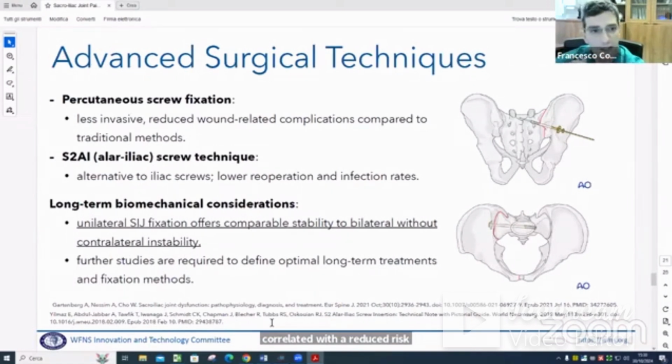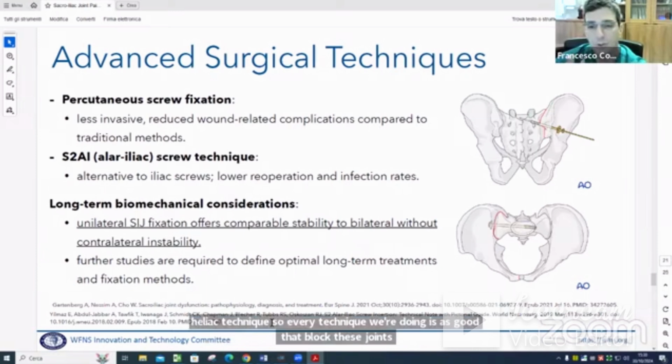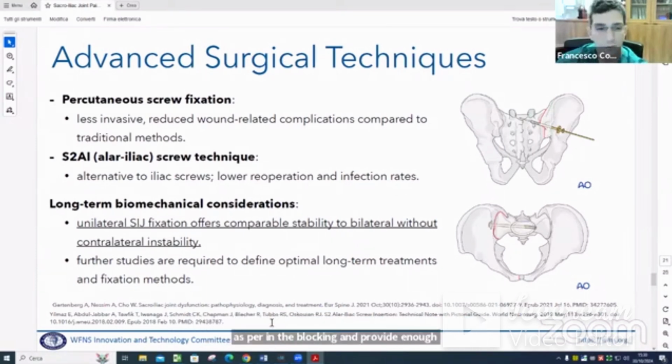Among other surgical techniques, there is percutaneous screw fixation. Here we can see some techniques proposed from our site. There is also the sacral alar iliac strip technique. So every technique where there is a screw that blocks these joints helps in the blocking and providing a fusion to reduce the movement and then the source of the pain.